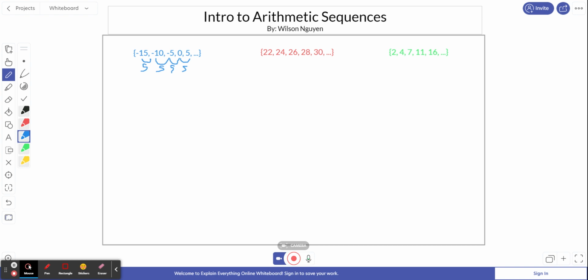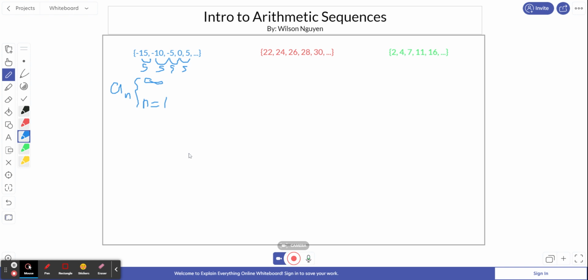Now we have to define the sequence. One way is that we can say that it is a sub n, where n denotes our index, and then n equals 1 to infinity. Now we can define it either explicitly or recursively.